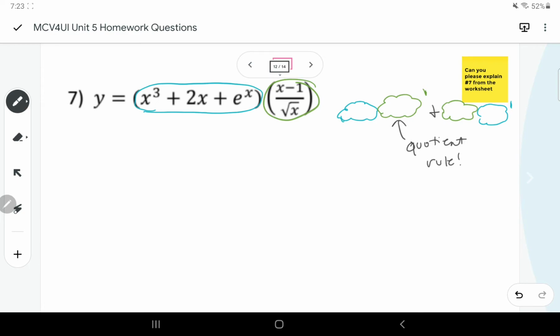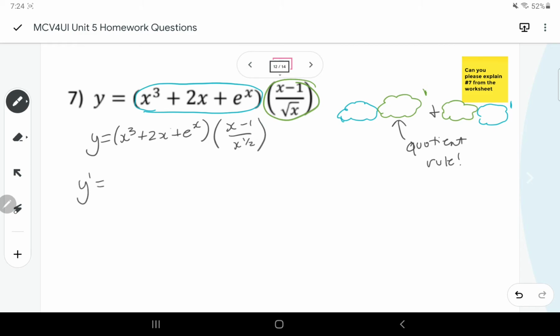So that's what we're going to have to work through. So I think I will rewrite this, just because there's that root x that I think people won't really like, and make that an x to the 1/2.